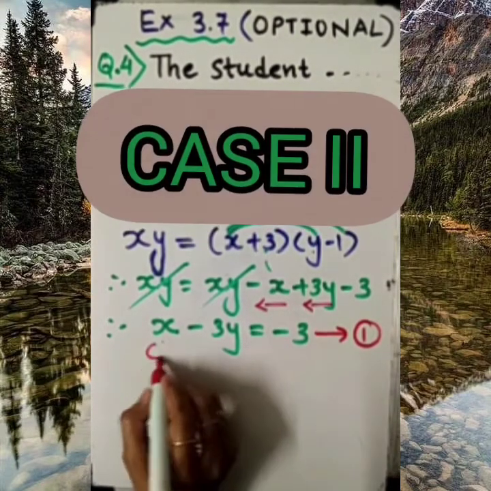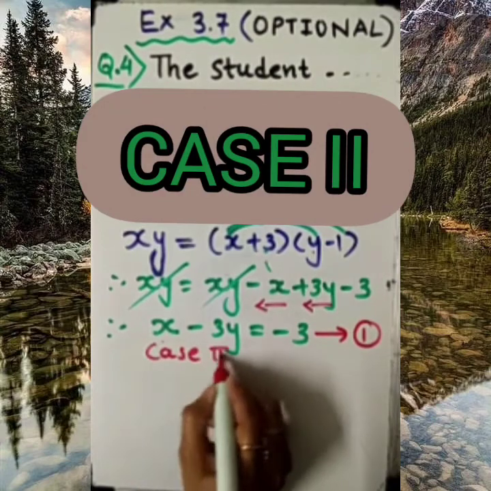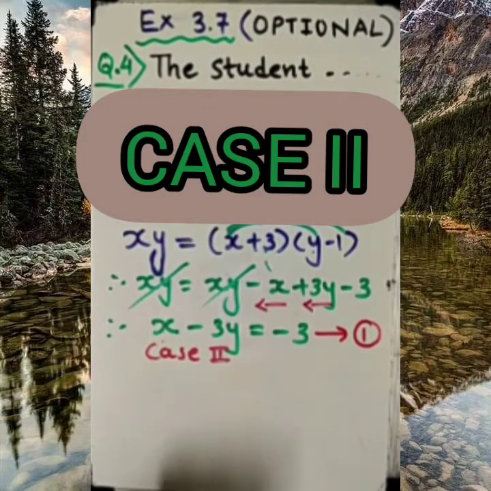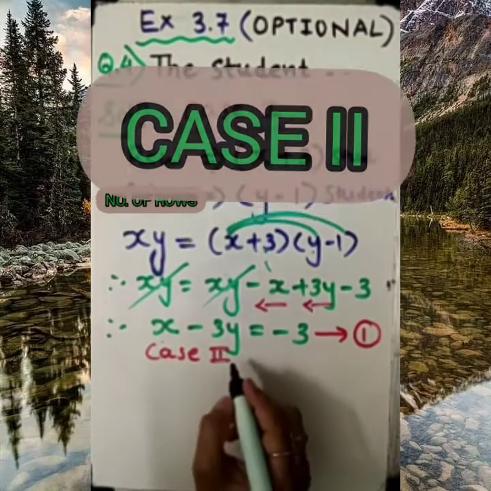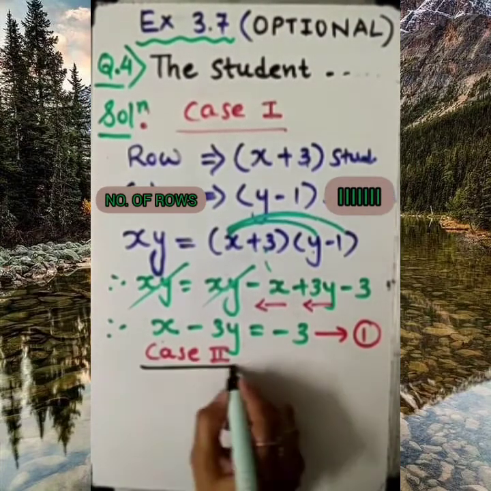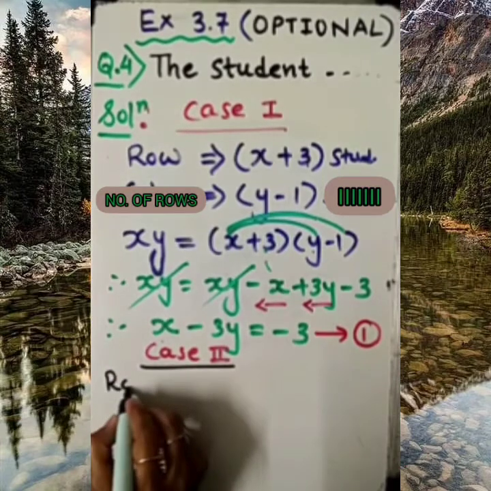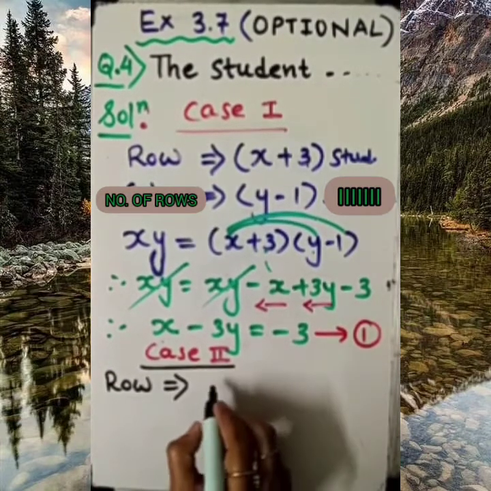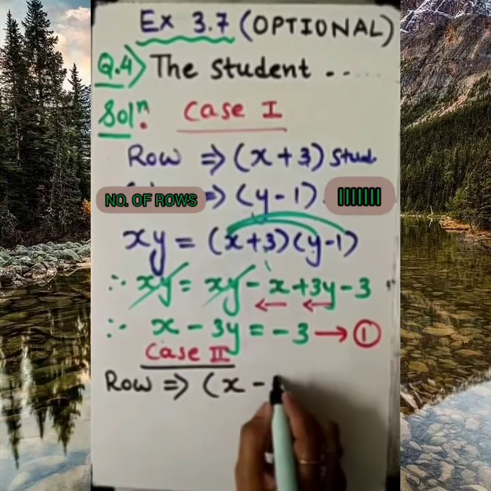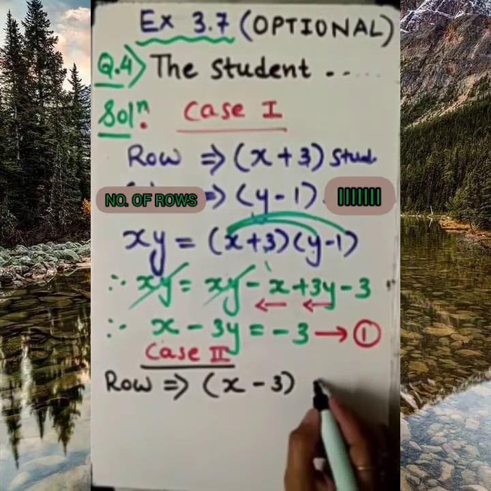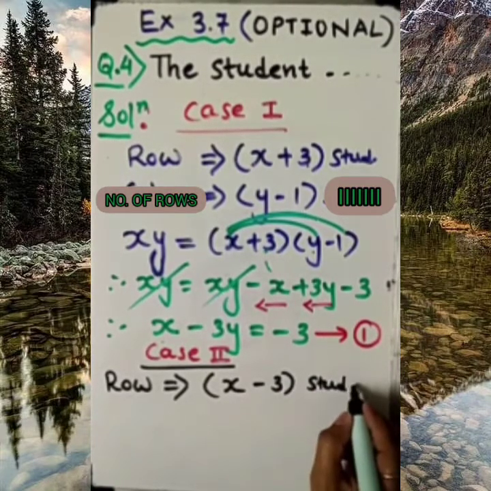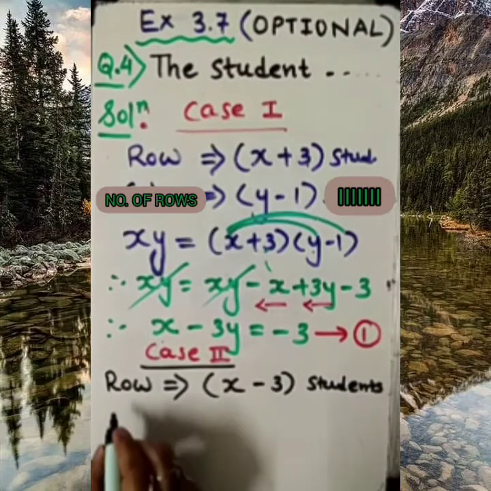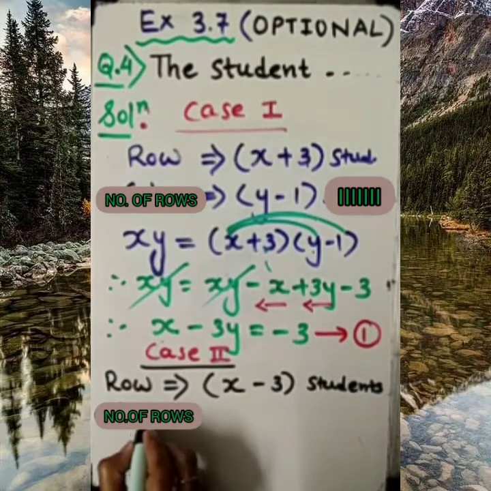Now let's work out on case number 2. What are we given in case 2? Let me read the question. 3 students are taken less in each row. Okay. So what will be the present situation for the row? 3 students are less in each row. So x minus 3 students will be there in the row. What about the column? Let's work out upon that.